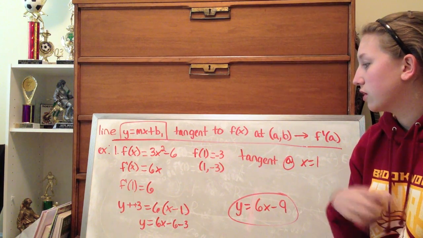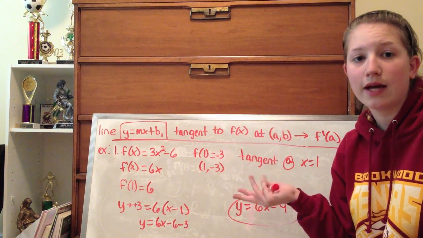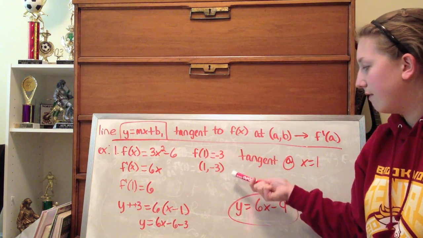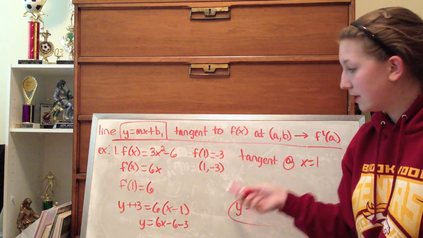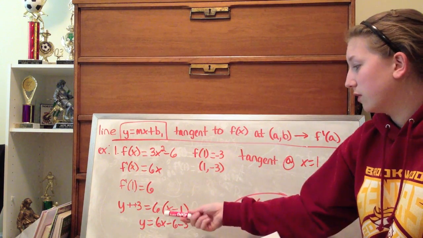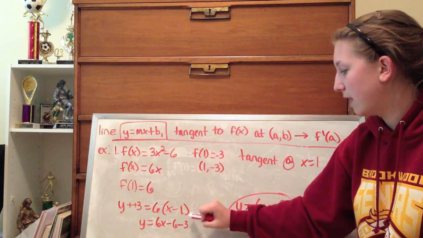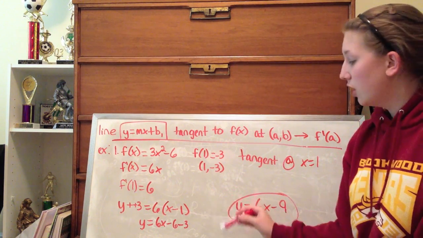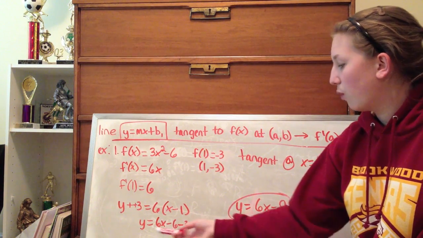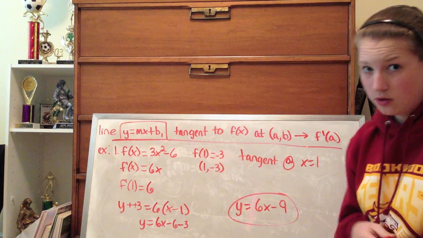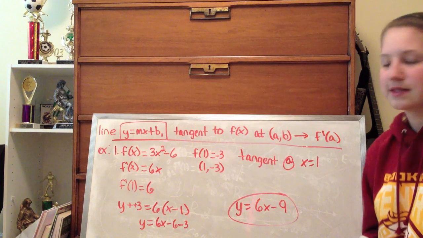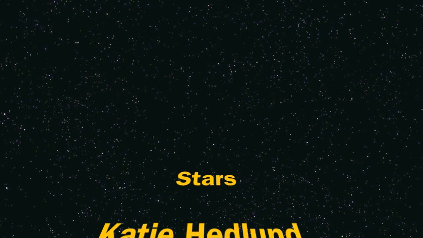So now you have your slope and your original point to write your tangent equation in point-slope form. So you have y minus the y value in your a comma b point, which is -3, so it's y minus -3, which is the same as y plus 3, which equals the slope, which is 6, times x minus the x value in your a comma b point, which is 1. Then by multiplying it out and combining like terms, you get y equals 6x minus 6 minus 3, which is the same as your final tangent line, y equals 6x minus 9.